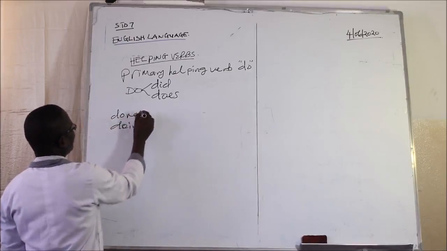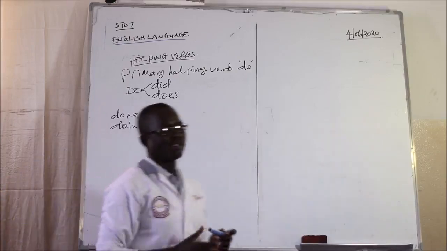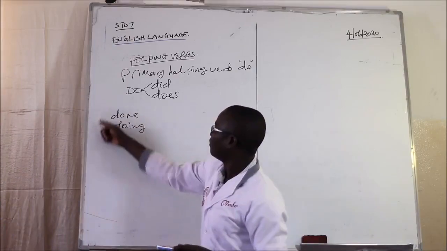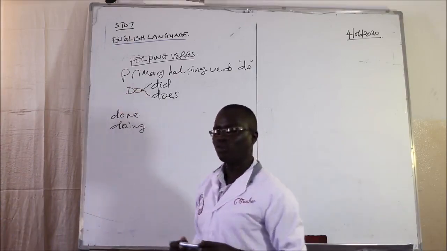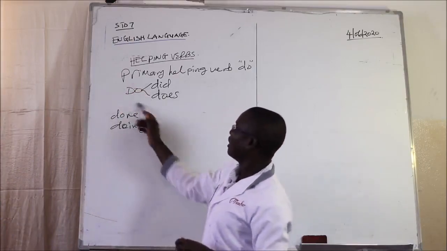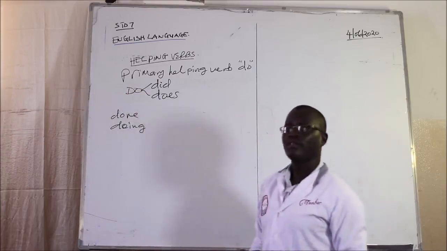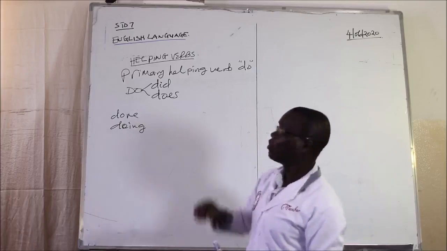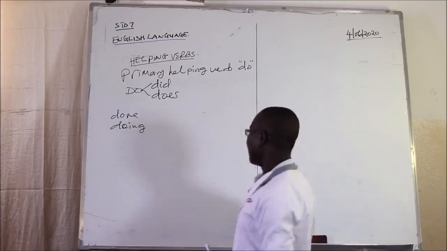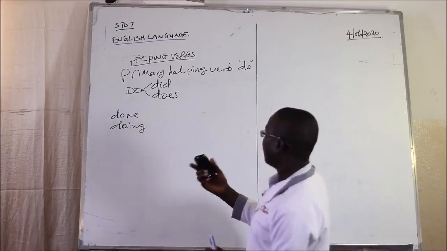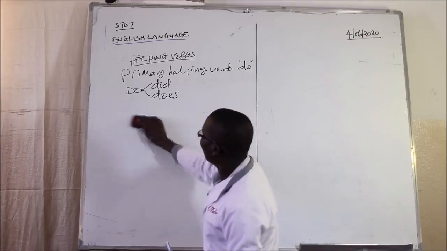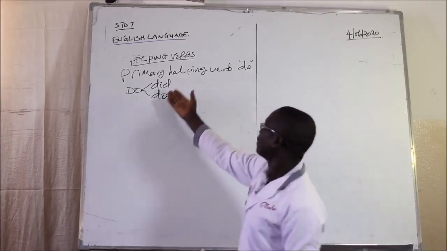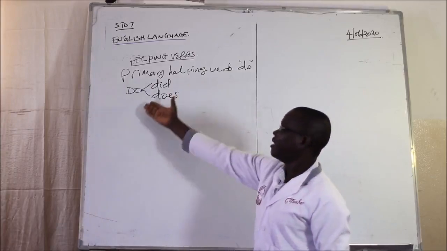But remember, our intention is to talk about helping verbs. These are not helping verbs. They are main verbs, though we are getting them from do. But in a sentence, whenever they are used, they are representing the main verb. Therefore, we are not going to concentrate much on this done and doing. We shall be seeing them in other terms. Today, our concentration should be with did, does, and do.